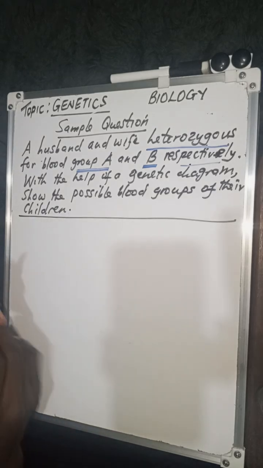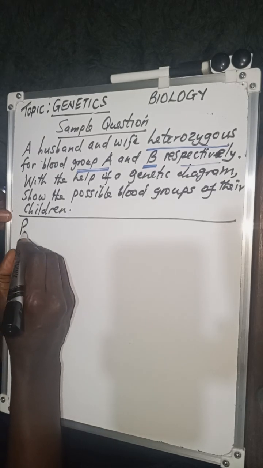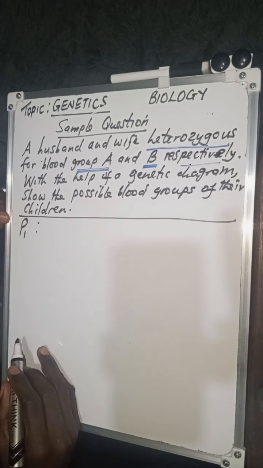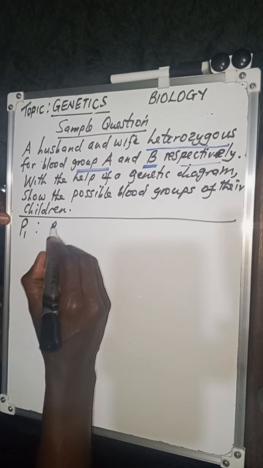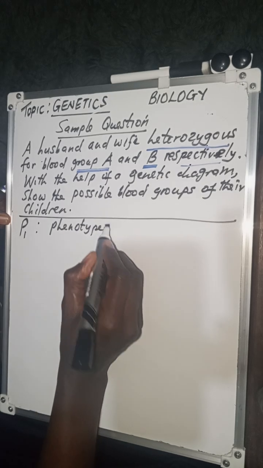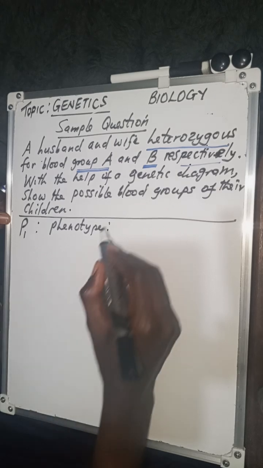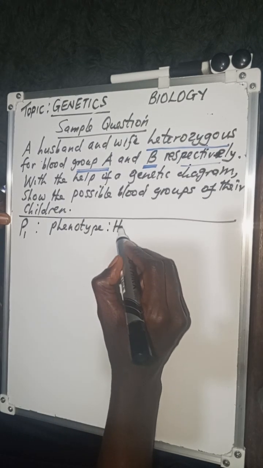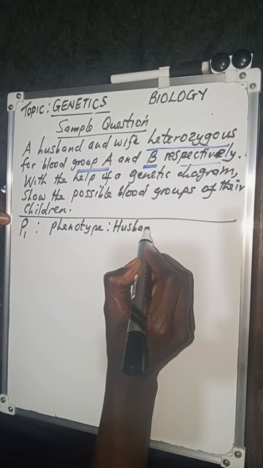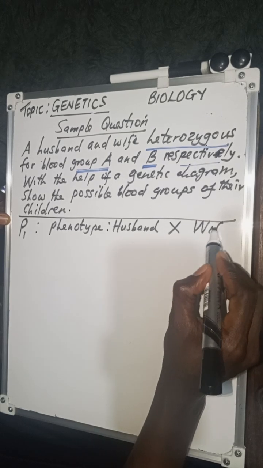So the question here says, with the help of a genetic diagram, show the possible blood groups of their children. So what you do is you are going to start with the P1 generation. That's the first parental generation. So what are you going to start with? We always start with what we call the phenotype, the physical appearance. What is the physical appearance? Well, if you want, you can say you have got a husband, a man who is crossing with a wife.